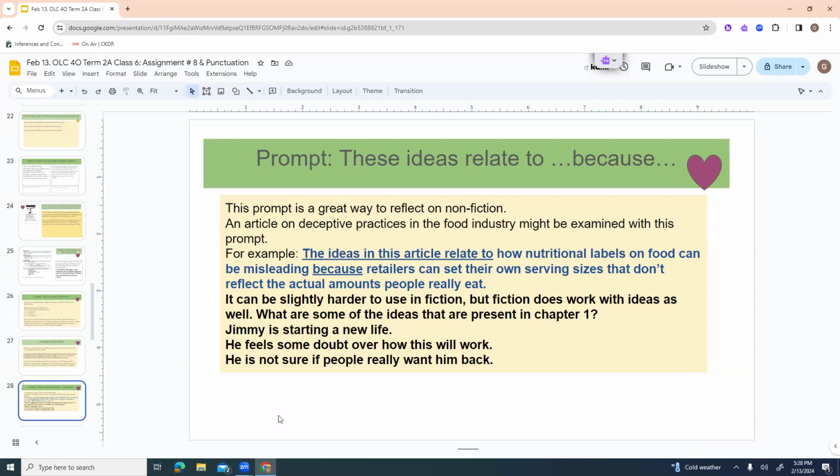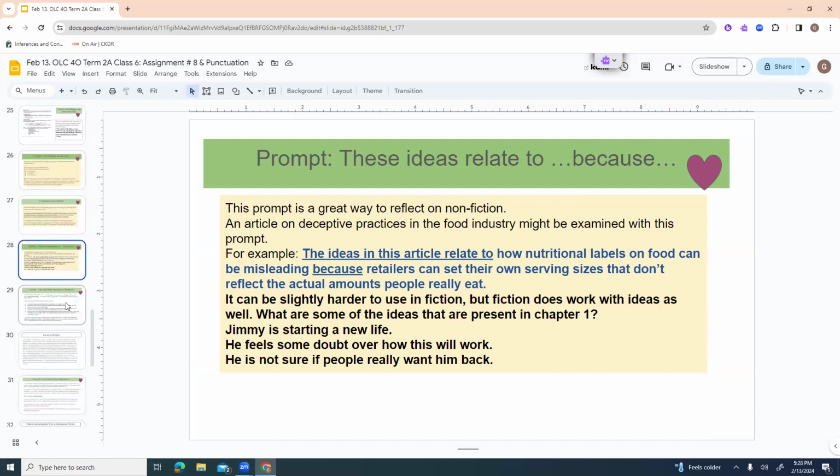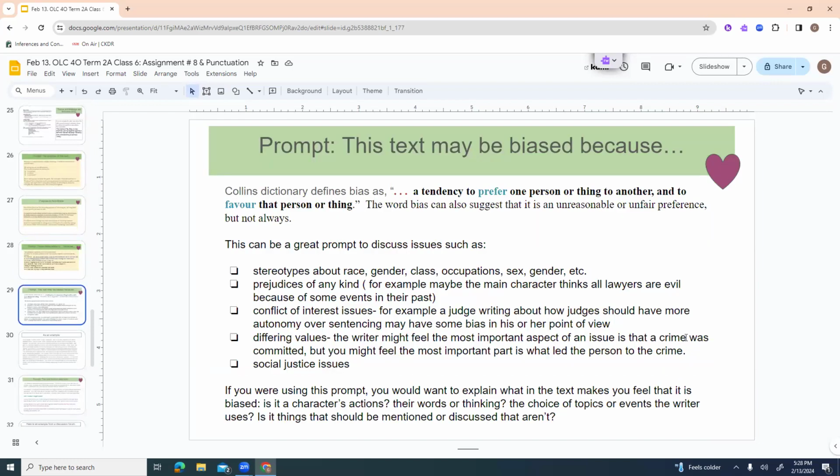So what are some of the ideas that are present in chapter 1? Jimmy is starting a new life. He feels some doubt about how this is working. He isn't sure if people really want him back. So those are all ideas that are occurring. How do they relate to what? To yourself, to real life, to other books you've read? So kind of what connections does it have? Connections might be the big word there. So if you feel like you could use this, feel free. Again, I think it's one of the tougher ones, but that doesn't mean you can't use it. You totally can. This is a really interesting one.